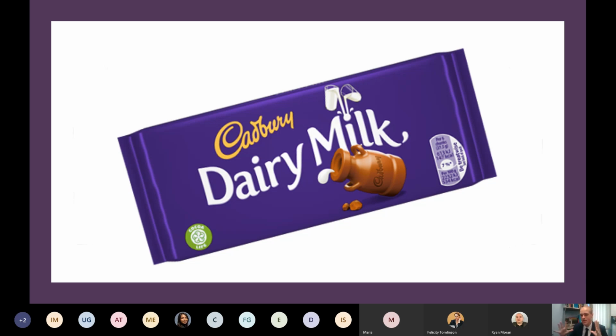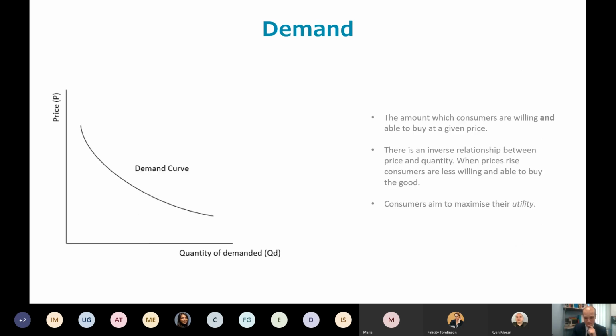And therefore in the market, as prices go down, households, consumers become more willing and able to buy the goods. Likewise, when prices go up, people become less willing and able to buy the goods as well. And what we're going to look at now is the function of the price mechanism in allocating resources.